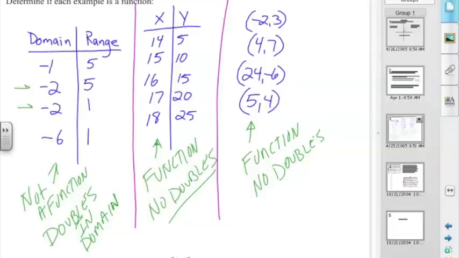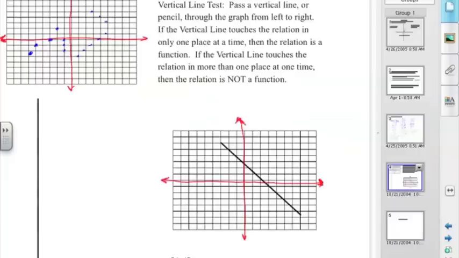We have doubles in the domain. It is not a function. If there are no doubles in the domain, then it is a function. This is the more mathematical way of looking at whether something is a function or not. There is another way to determine if a relation is a function, and that's if the points are actually already on the graph. These points are listed as points.